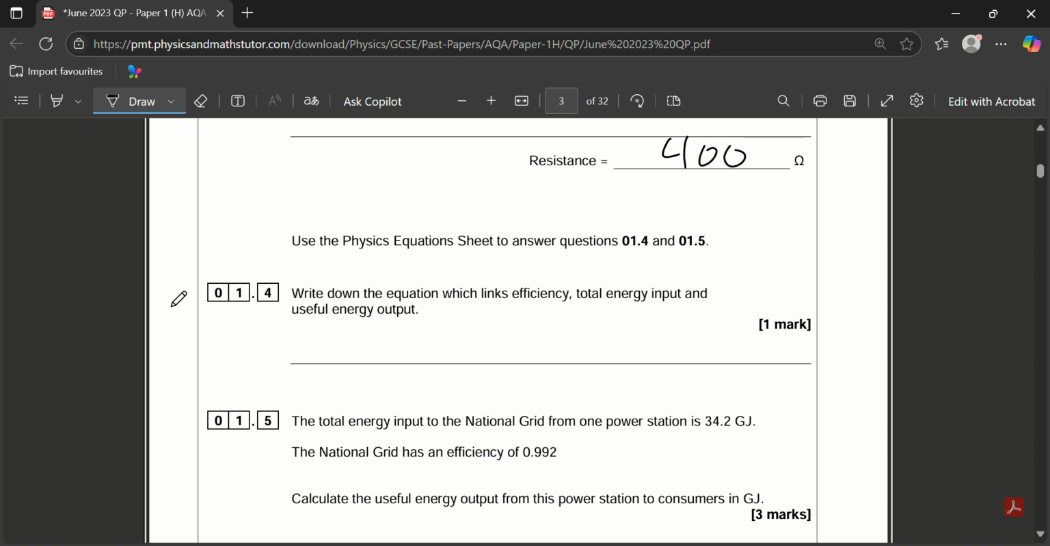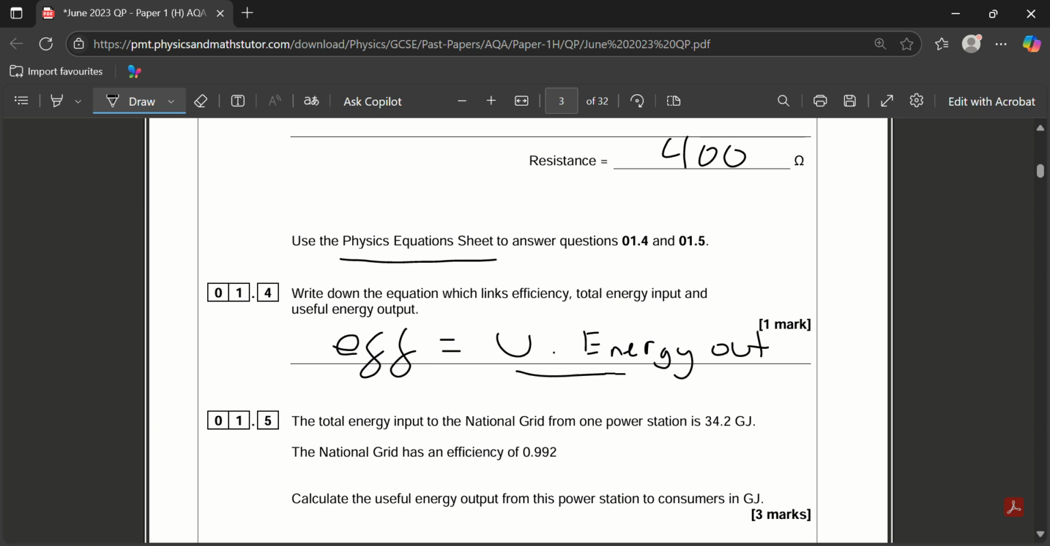Using the physics equation sheet again, we have to answer these questions. 1.4 is about linking efficiency, total energy input, and useful energy output. So we have efficiency is useful energy output over total energy input.